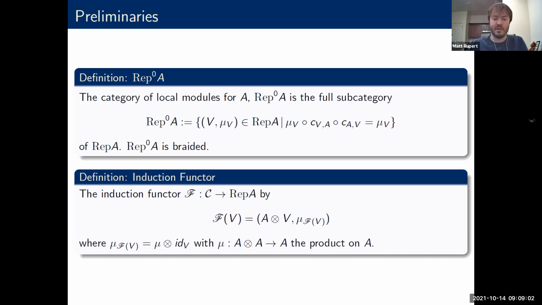For any commutative algebra object, we have an induction functor. What this functor does is it takes any object V in C and sends it to A tensor V, where the action on A tensor V is just given by the product on A. So you can always construct these modules.